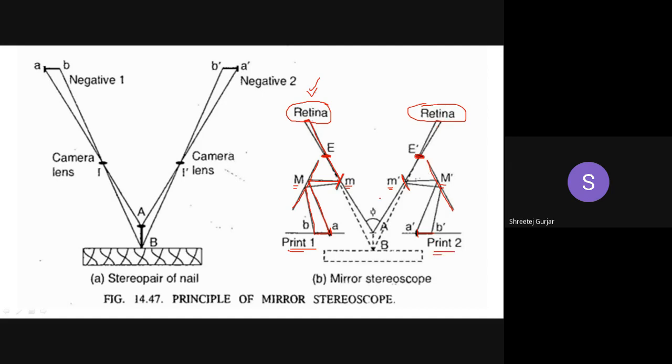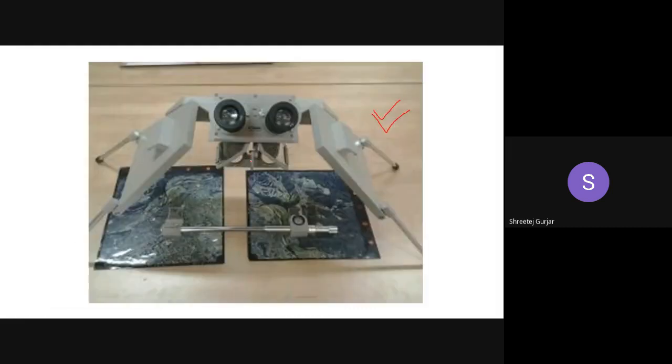This is when you view the stereo pair through a mirror stereoscope. Once you view through this stereoscope and adjust properly, stereoscopic fusion is attained. Because you have to adjust those two images which you place over here, and place them in such a way that you see a 3D image. Those two images are combined in your mind. Properly, you have to adjust and place them below this mirror stereoscope.